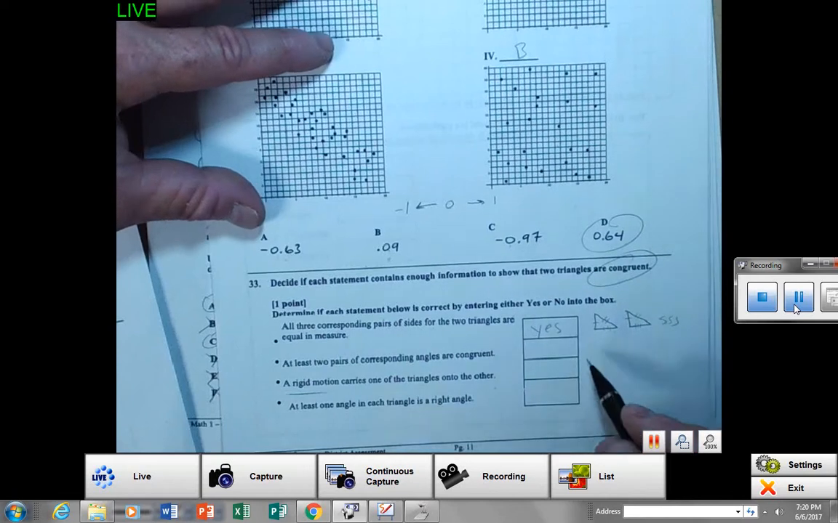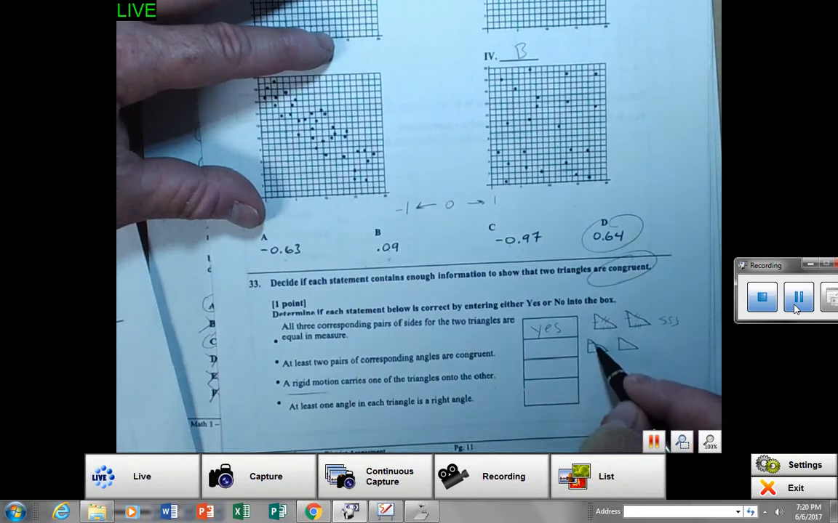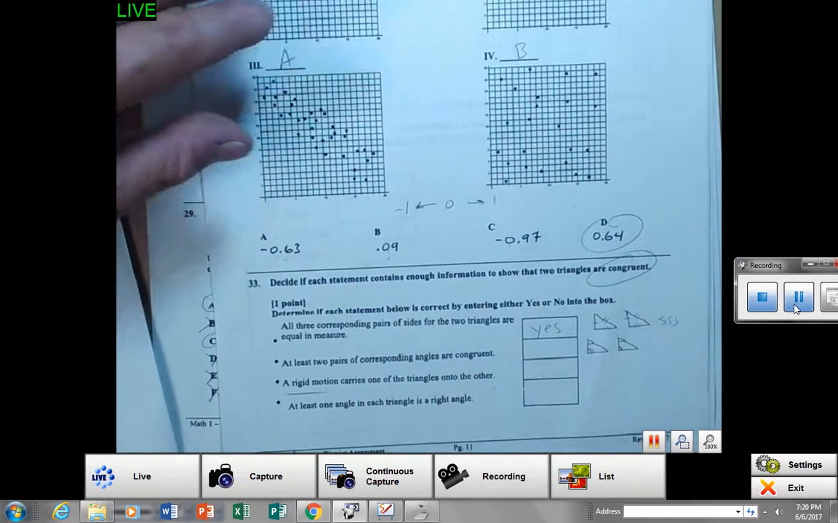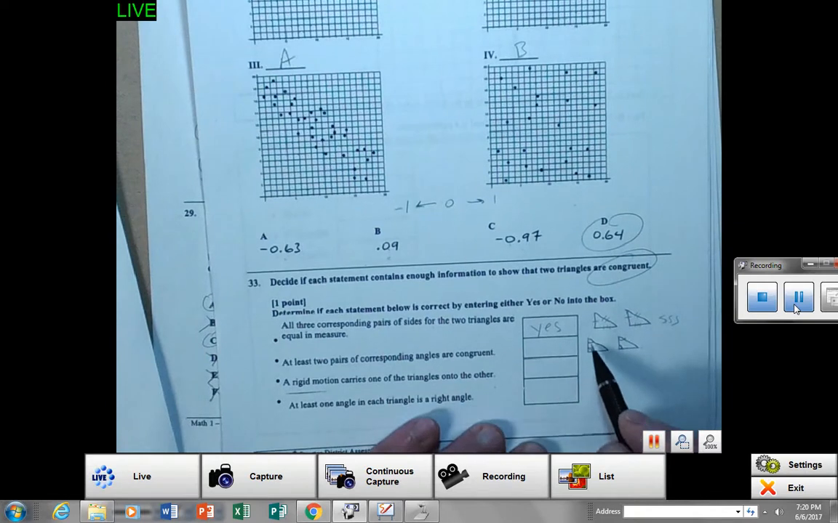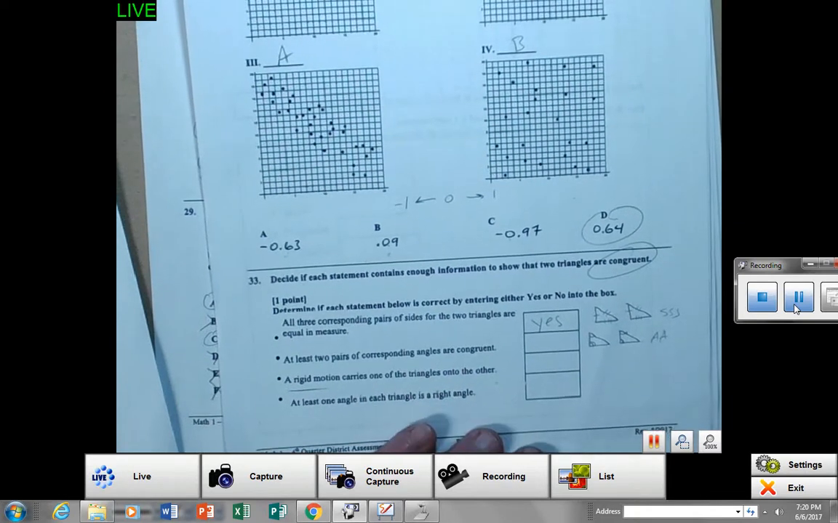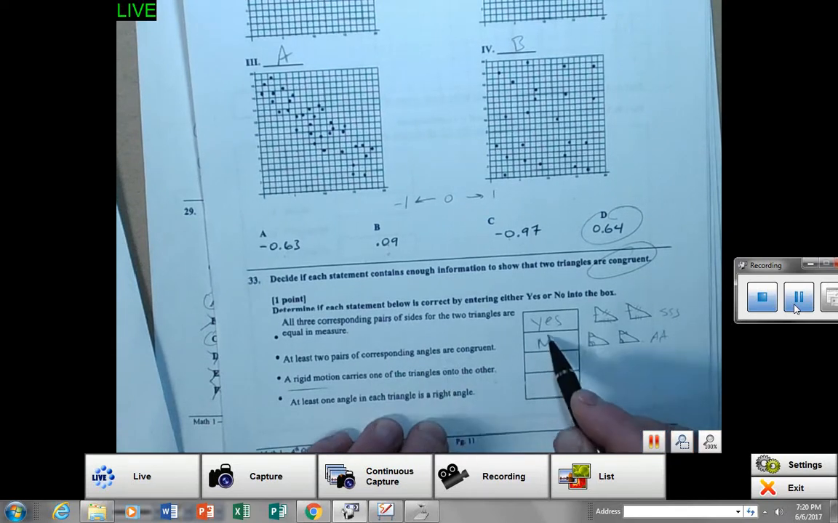At least two pairs of corresponding angles are congruent. That means this is equal, this is equal, this is equal, this is equal. But I could extend this out and still have the same angle, so it would not have the same side. Two angles are not alone enough to know if it's congruent. I would need another equal side in there to make that angle-side. Since they don't give it to me, that is a no.